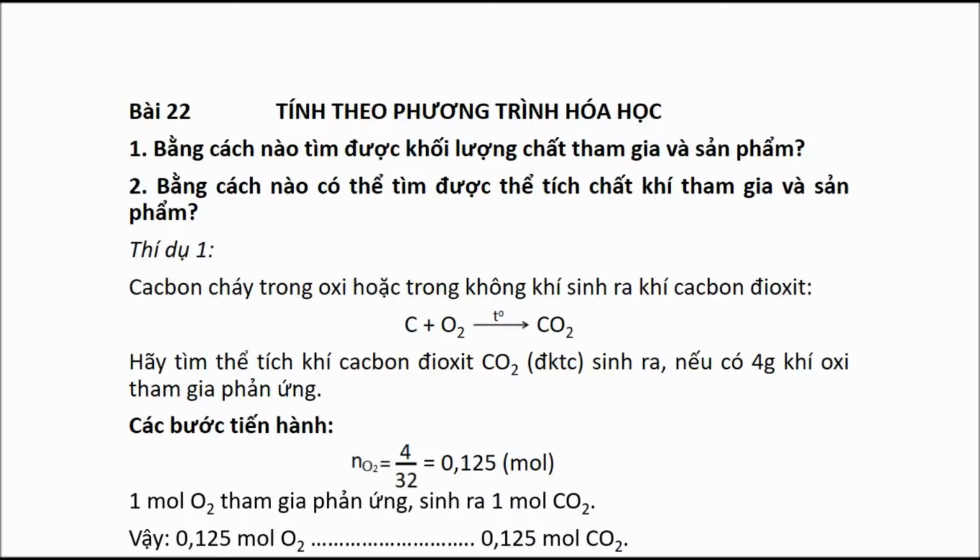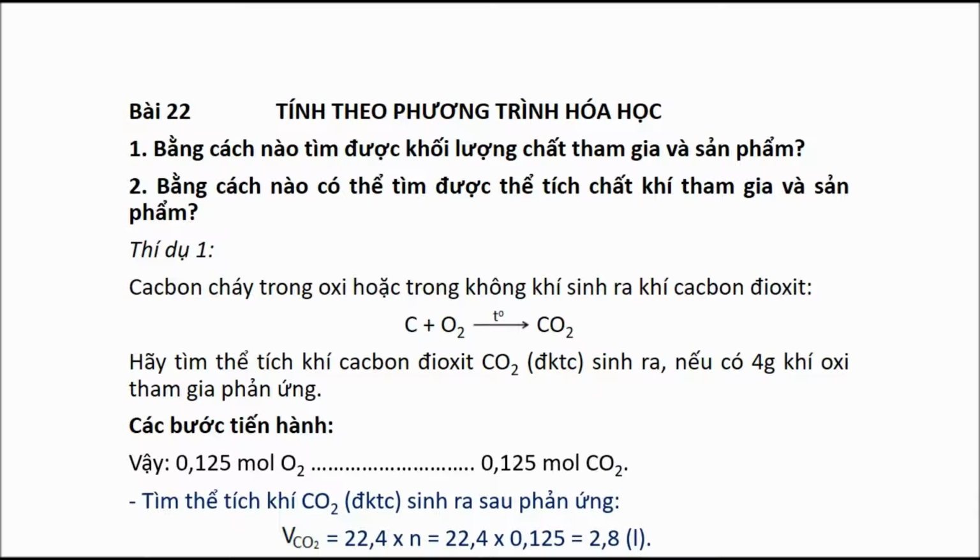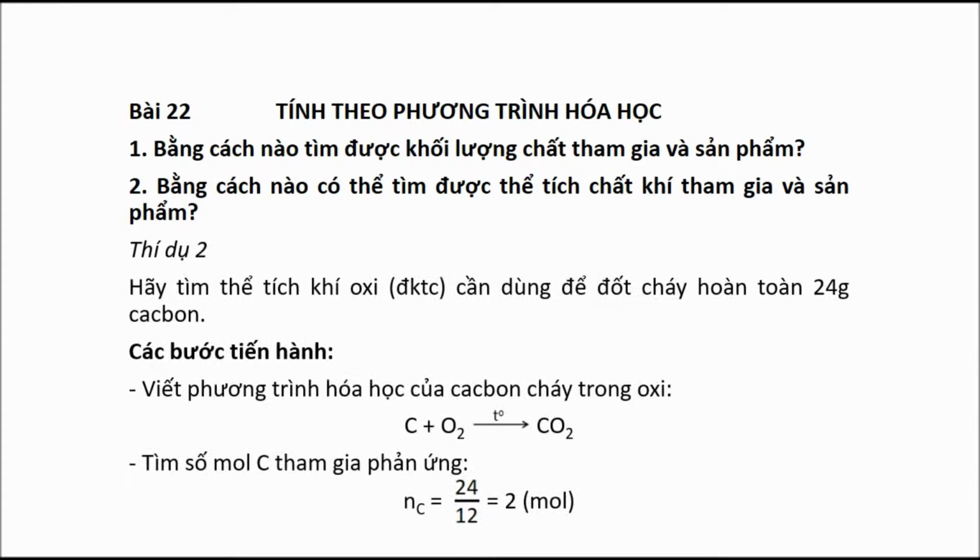Thus, 0.125 mole of O2 in this reaction produces 0.125 mole of CO2. Find the volume of CO2 gas at STP produced after the reaction. V_CO2 equals 22.4 multiplied by n equals 22.4 multiplied by 0.125 equals 2.8 liters.